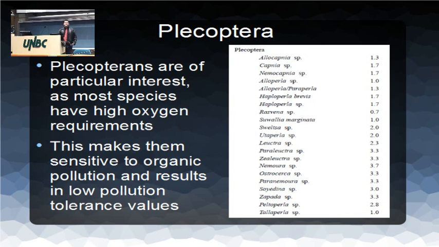So I'm particularly interested in Plecopterans because they have really low pollution tolerances because of their high oxygen requirements. You can see here pollution tolerance values for a few of the genera, and compare that to, say, the dragonflies. They're quite a bit lower. I don't think there's a single one that's higher than 4 on there.